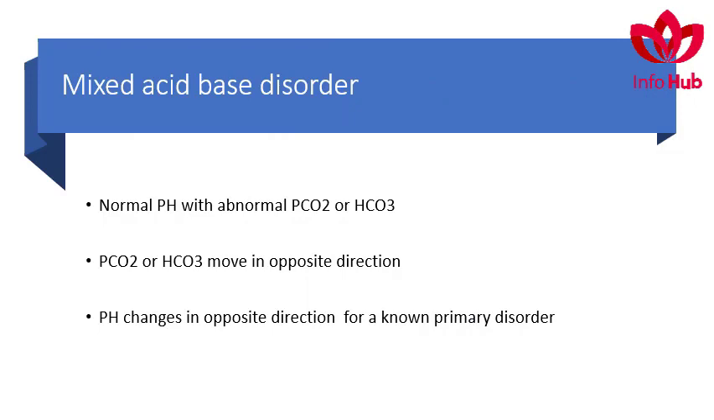In a mixed acid-base disorder, what will happen is that the PCO2 and HCO3 will not move in the same direction. Rather, they will start moving in opposite directions. So that is a bit complicated. For now, you should just understand a few examples. I'm going to give you a few examples so that you can understand acid-base disorders more easily.